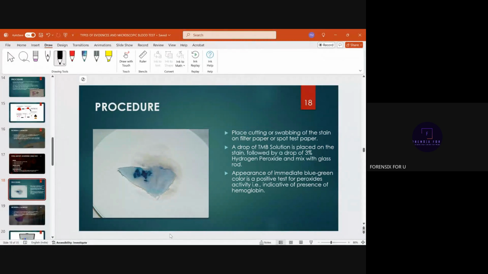We place the cutting or the swab on the filter paper, and we drop TMB solution on it and 3% hydrogen peroxide. If we have an immediate bluish green color, then this may indicate that blood is there in that particular sample. I'm showing you this PPT so that you can get a practical idea of how the test result looks like.